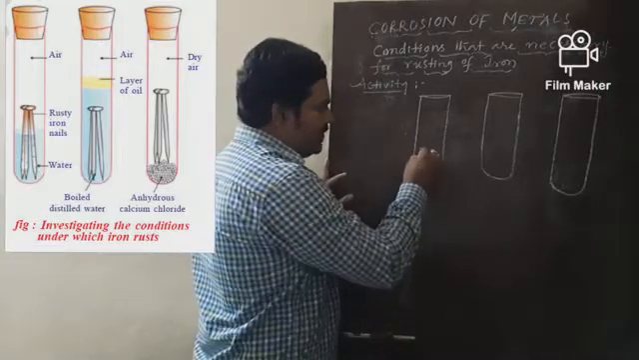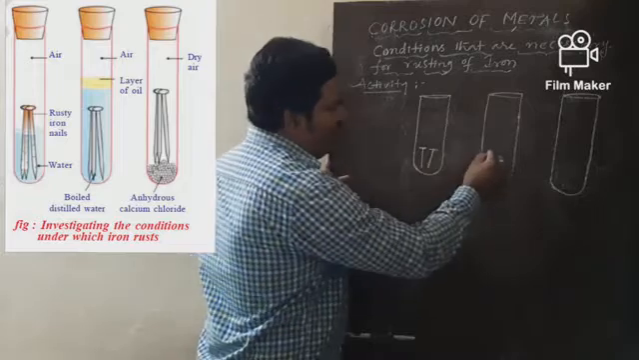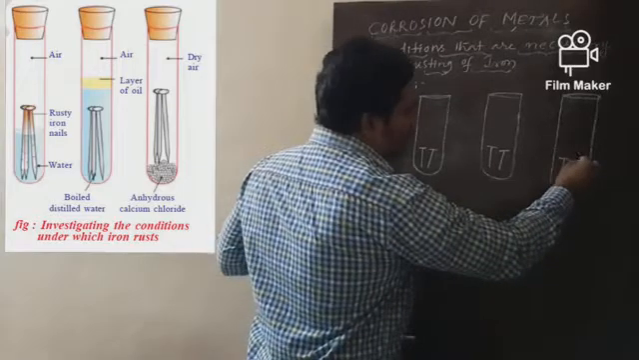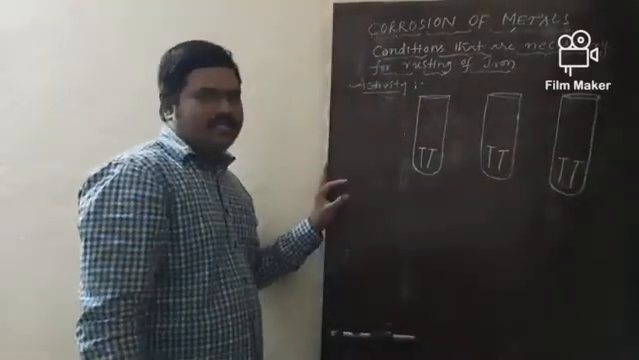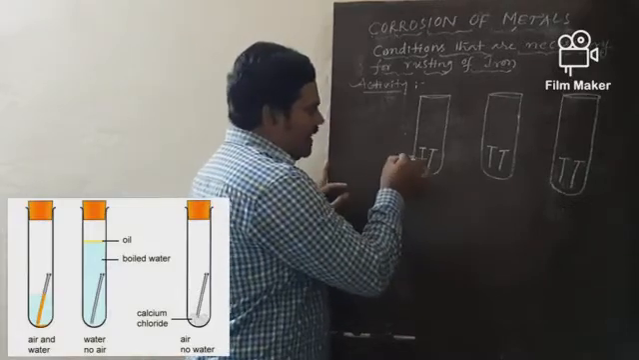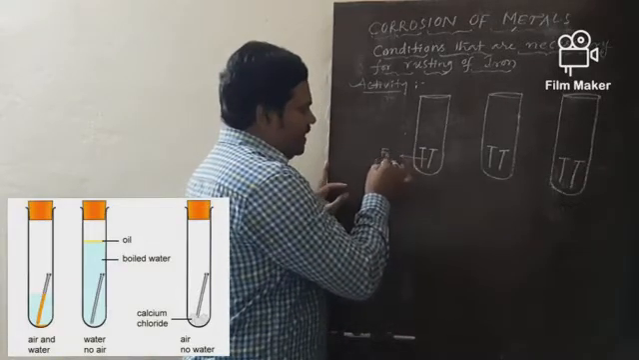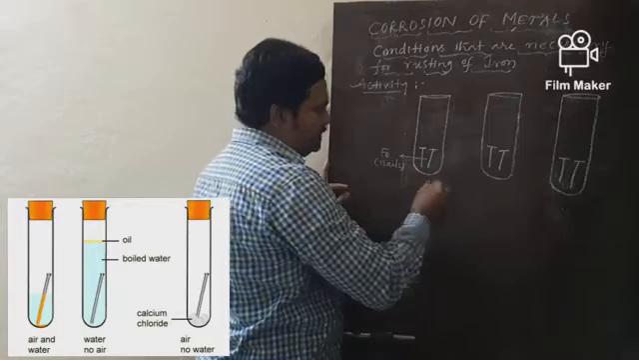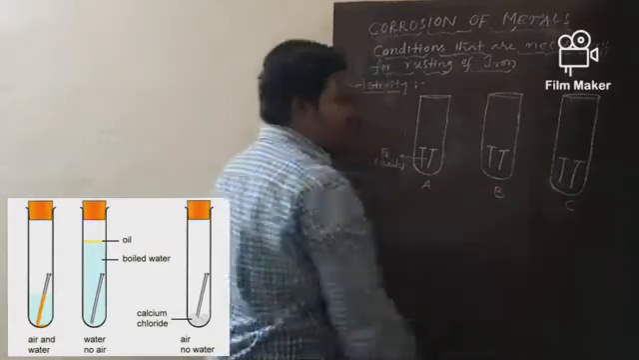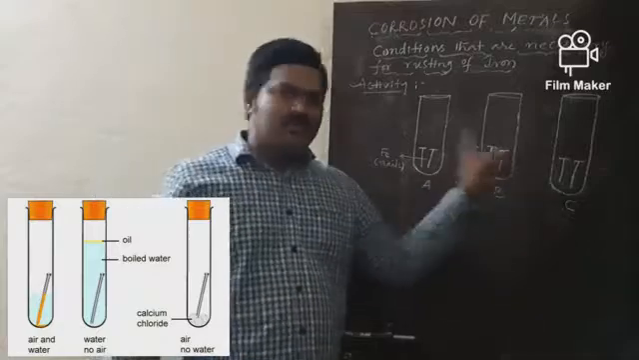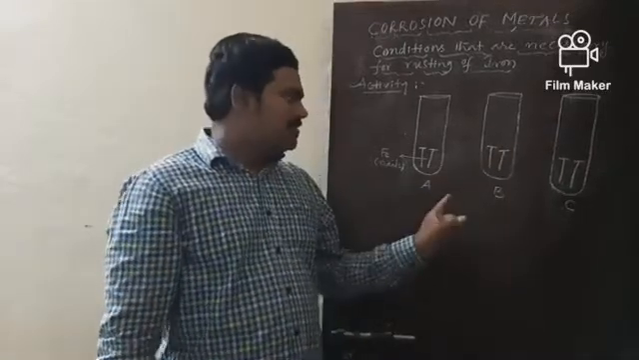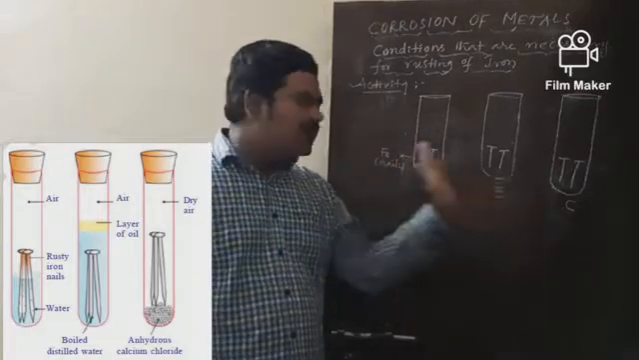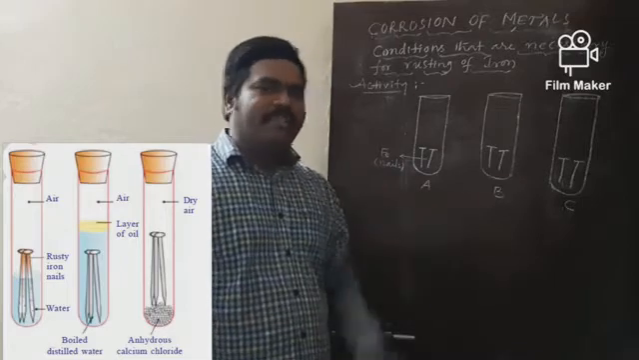So, first iron nail, second, and here also first iron nail, second, and here also we are taking 2 iron nails, clean and neat. And these are called iron nails, Fe. Label them as test tube A, test tube B, test tube C. So take 3 test tubes and keep 2 or 3 clean, neat iron nails in them and label them as test tube A, B and C.